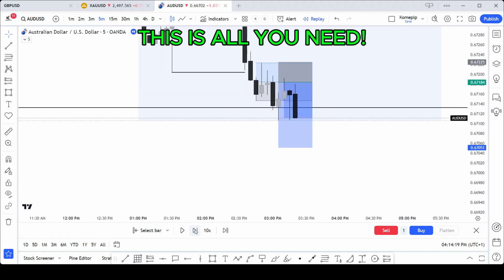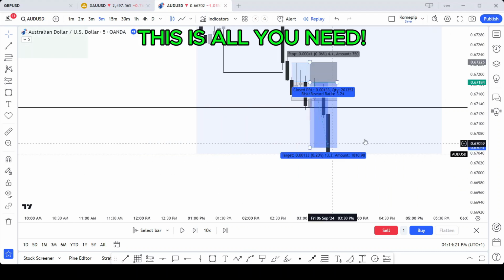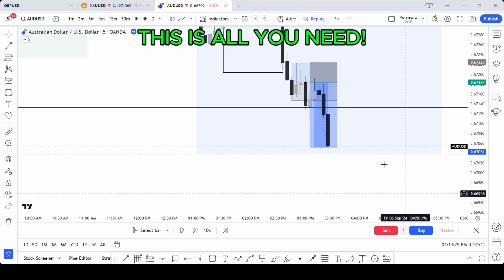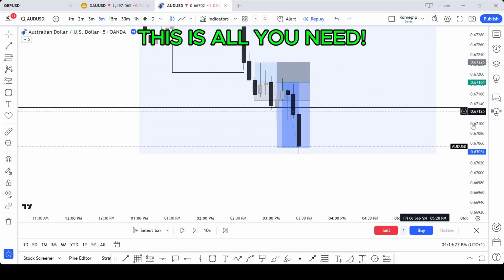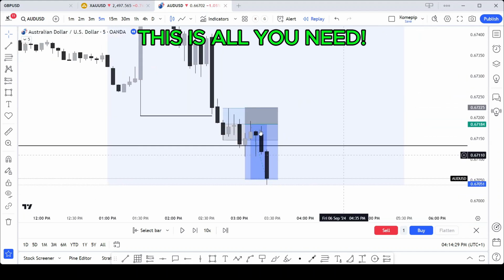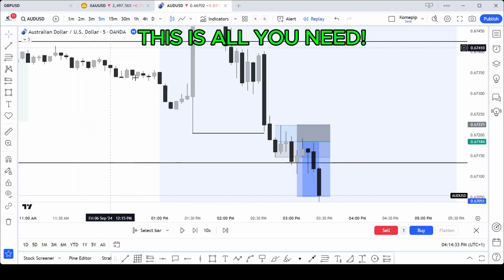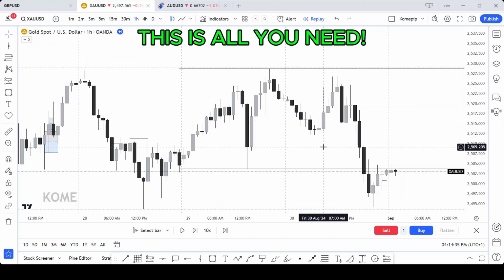Okay, so all right, as you can see, in less than 20 minutes, in exactly 20 minutes, we have hit 1 to 3 risk to reward ratio. Okay, so let me show you another example on gold.